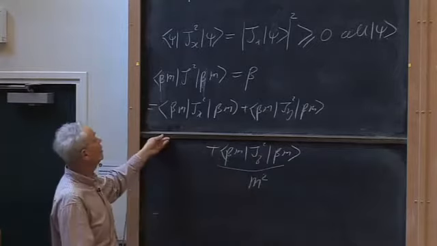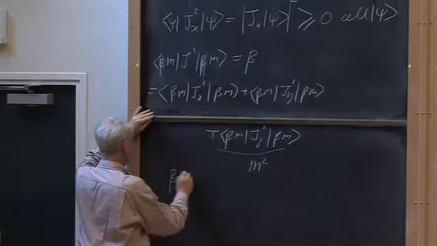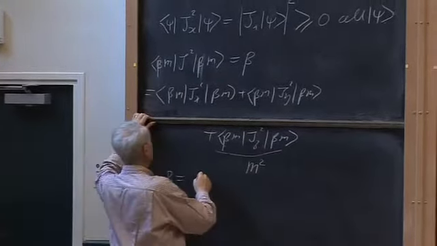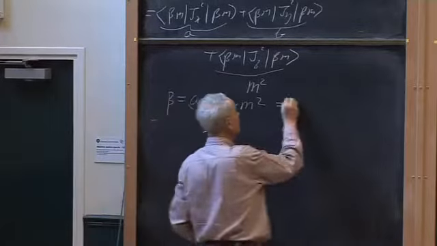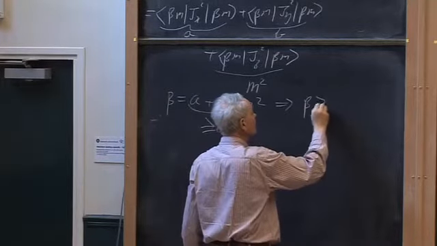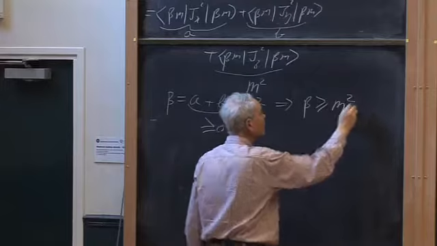So what have we got? We've got that beta is equal to, what should we call these? We'll call this A, and we'll call this B, so beta is equal to A plus B plus m squared, where these numbers are greater than or equal to naught. In other words, we've concluded that beta is greater than or equal to m squared. So there's a problem.